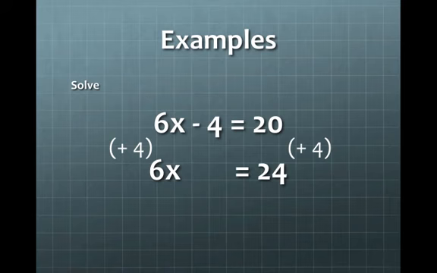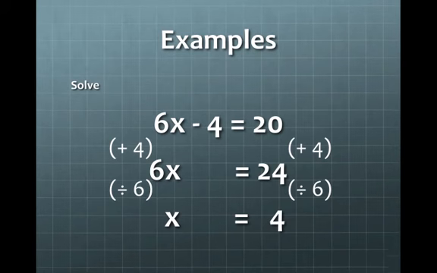The next thing that needs to be sorted out is the 6. And as I mentioned, we need to divide by 6. So divide that side by 6 to cancel it out. So we divide the other side by 6 as well. That leaves us with x equals 4.